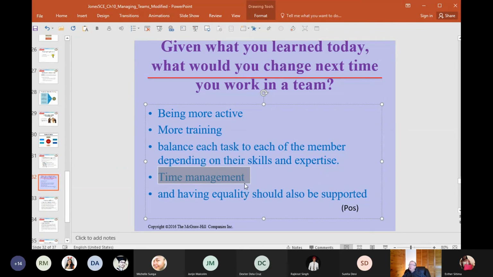So that's very good. So that's why, for example, a project management tool like a Gantt chart will be a very good tool to make sure of this. Okay, great. Equality, yes, I guess that's very good. Okay, thank you so much.